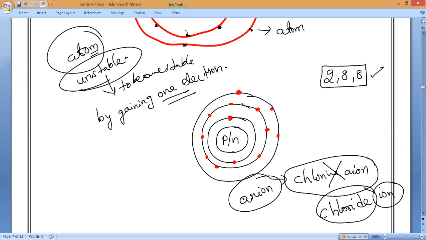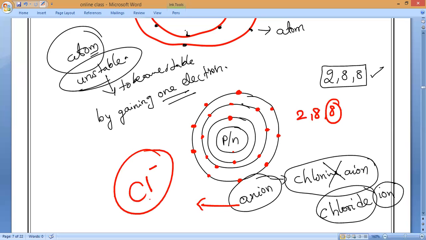How many electrons does it gain? 1, 2, 3, 4, 5, 6, 7, and 8. So that is 2, 8, 8. That's all, 1 electron is extra. That is why for the chlorine anion, we write Cl minus.